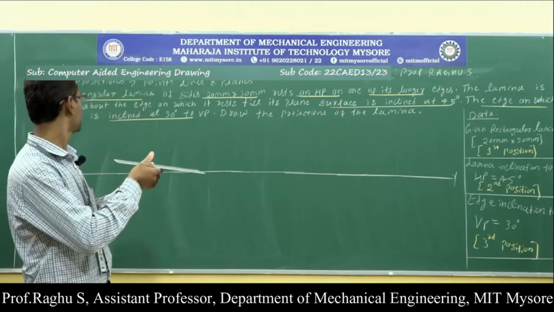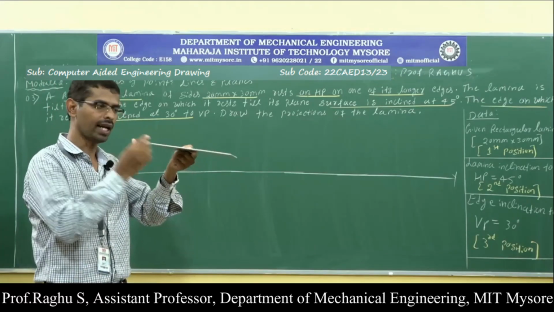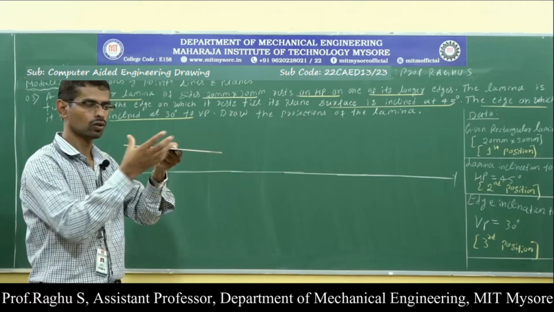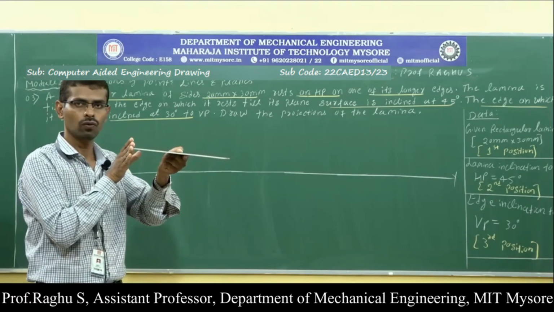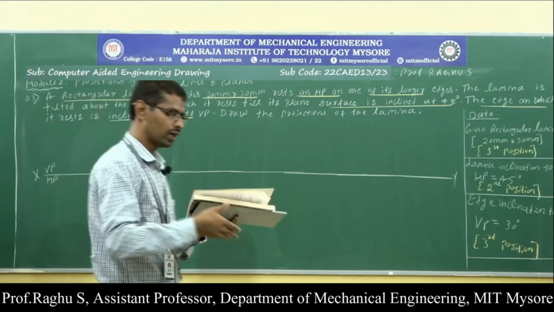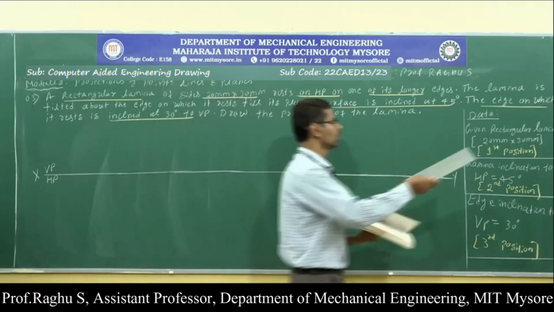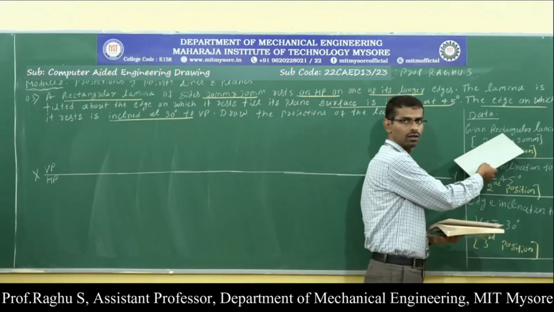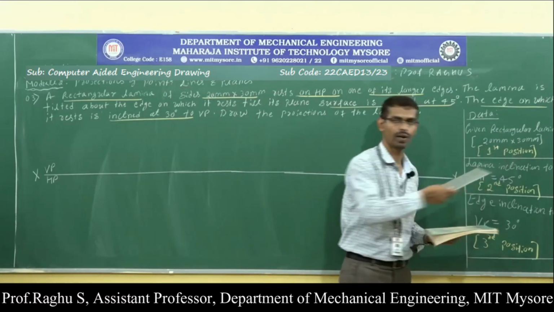Here the rectangular lamina has a 20 mm side and a 30 mm side, so 30 mm length and 20 mm width. First, the given lamina is a rectangle, so write the given lamina as a rectangle with dimensions 20 mm and 30 mm.